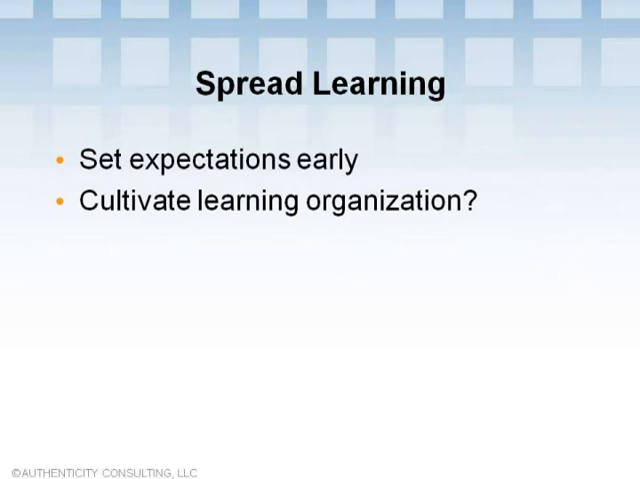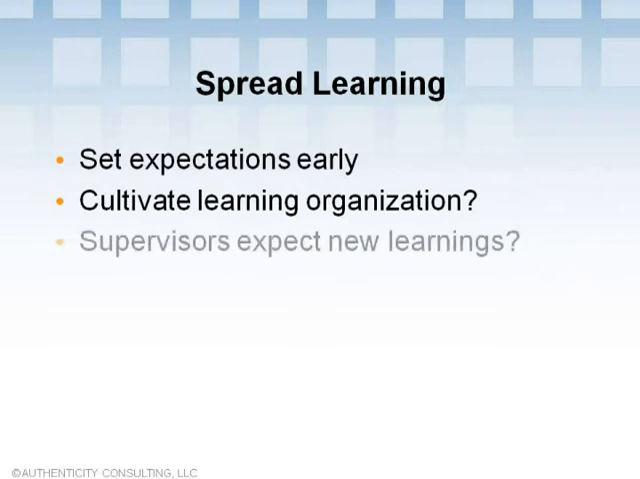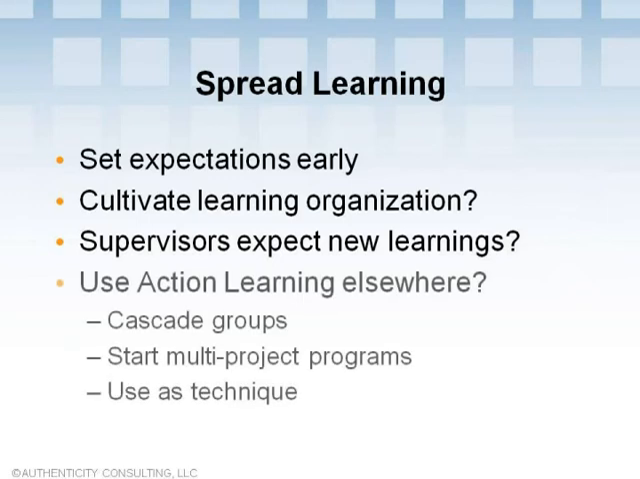A movement associated with this learning organization is called knowledge management, which often uses various computer systems to capture, organize, and disseminate useful information. Supervisors of the group members should regularly ask the members, what are you learning in the program? How can we use it in our workplace? Another way to spread learning is to do action learning elsewhere in life and work too. Members of groups usually learn a great deal about the process, and so they might start groups elsewhere themselves. This is called cascading the groups.